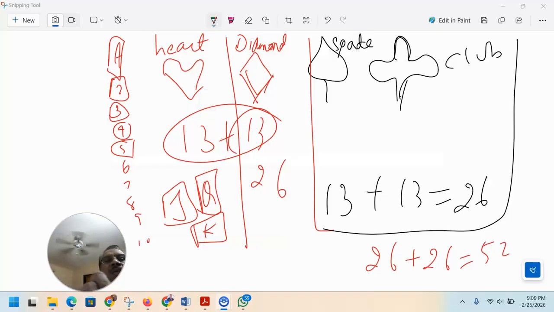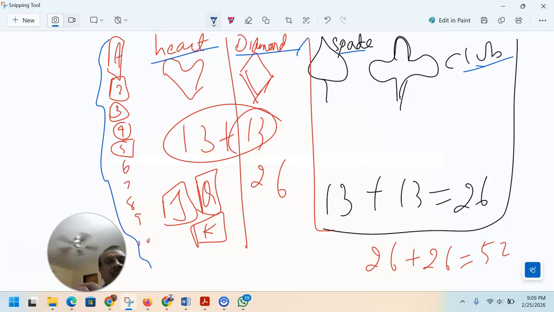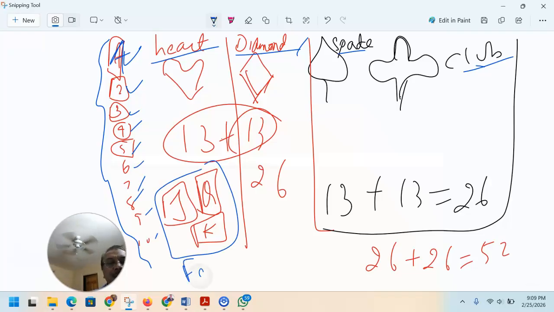So you have 4 suits, right? You have diamond, heart, spades, and club. Every suit has 13 cards. You have to know the ace card, this is the ace card. And there's 2, 3, these are number cards, up to 10. And these are called face cards. You're going to have the same thing for all 4 different suits, right?